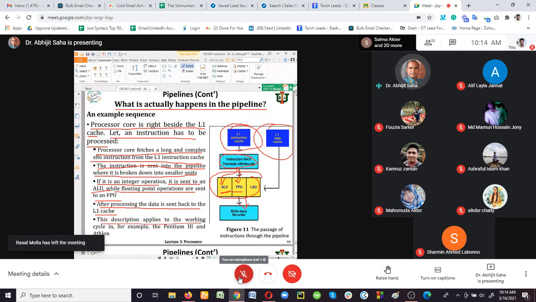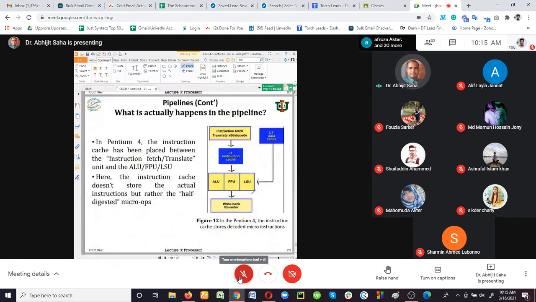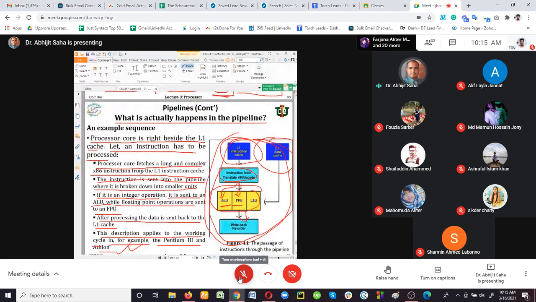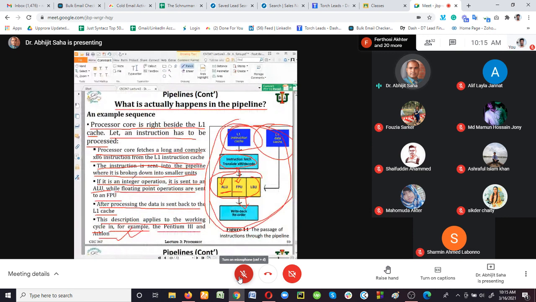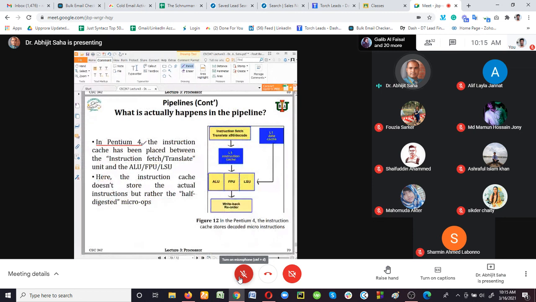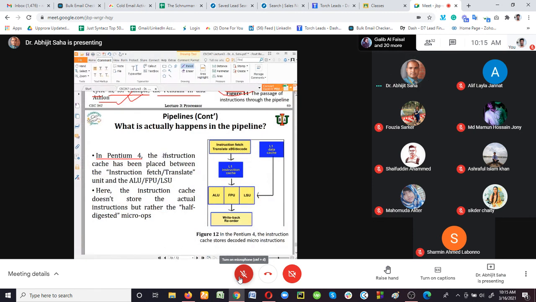This description applies to the working cycle for the Pentium 3 and Athlon. This is the architecture, this is the picture, that is applicable for the Pentium 3 and Athlon processors. Later on, things changed and improved, or maybe the design was changed. So we are seeing another example here: one is for the Pentium 3 and Athlon, and here we are talking about the Pentium 4 processor. Look, there is already a change here.